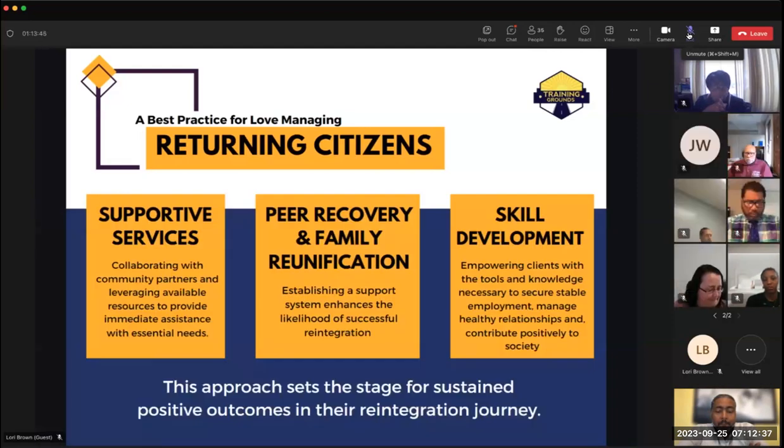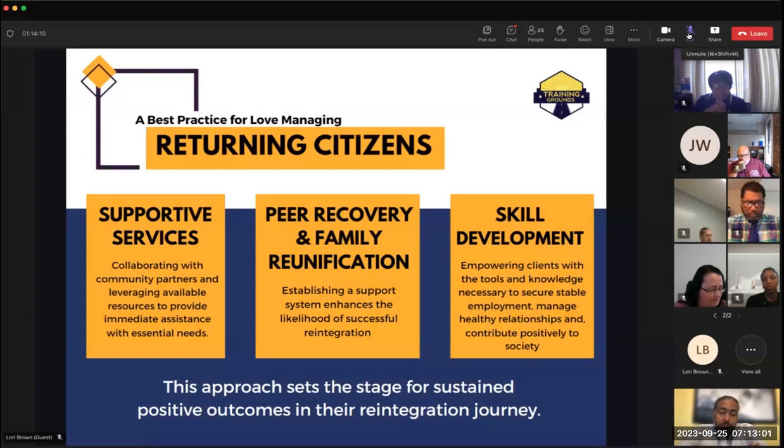We also provide supportive services. We're collaborating with community partners and leveraging available resources to provide immediate assistance with essential needs. Peer recovery and family reunification, that is a huge part of what we do. Establishing a support system enhances the likelihood of successful reintegration. For our returning citizens, this is a really, really critical piece.